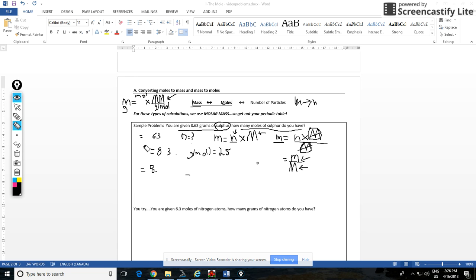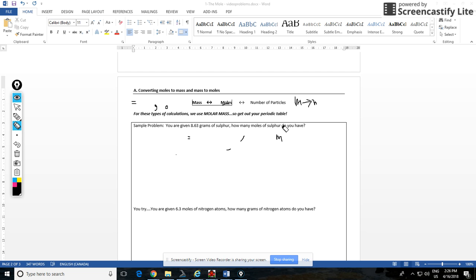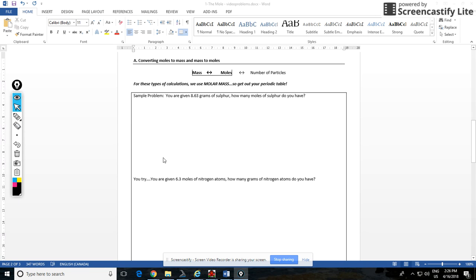So let's just erase this. In our next question, you have 6.3 moles of nitrogen atoms. We didn't say nitrogen molecule, we said nitrogen atoms, so we really mean you have just N, not N2, but nitrogen atoms. If we had said nitrogen, then you would have assumed N2. But we just have nitrogen atoms in this case. So let's write down what you're given. You're given n is equal to 6.3 moles.